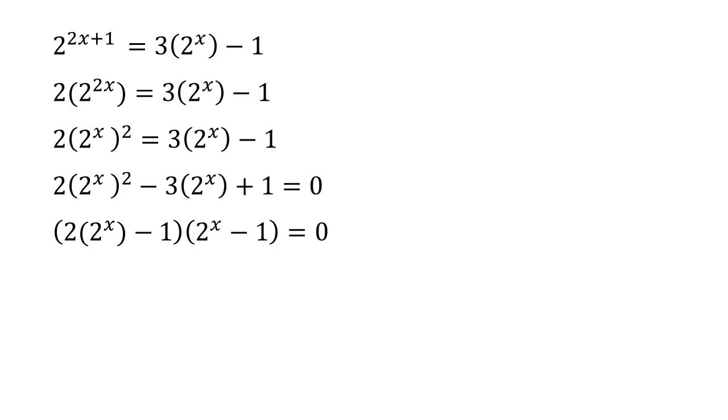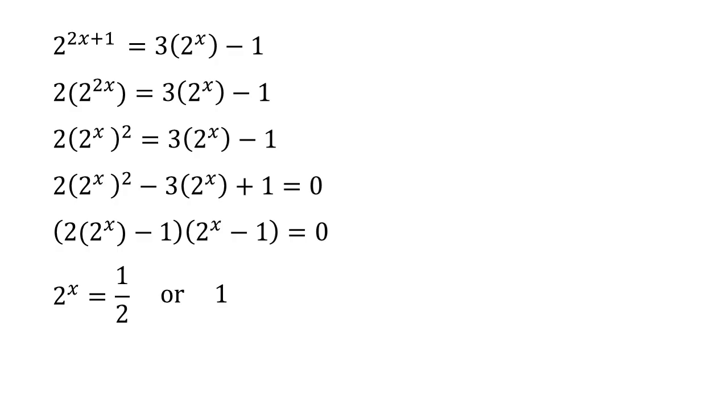So this factorizes into 2 times 2 to the x minus 1 times by 2 to the x minus 1. And if we were just to multiply those back together, you'll see we get back to where we just were. Now to solve this, if we set each bracket equal to 0, we can see that our first bracket gives us that 2 to the x must equal a half, and our second bracket gives us that 2 to the x must equal 1. So now we're really close to a solution. We just need to find values of x that will work for these.